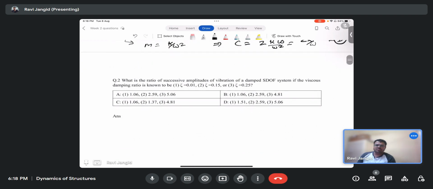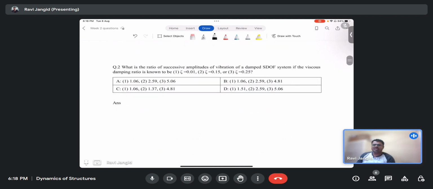Okay, next we are moving, if you don't have any doubt, to the next question. In this question we have been given different damping ratios: xi is equal to 10%, 15%, 25%. Corresponding to that, we need to find out the successive amplitude ratio.